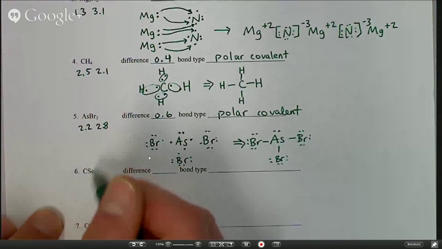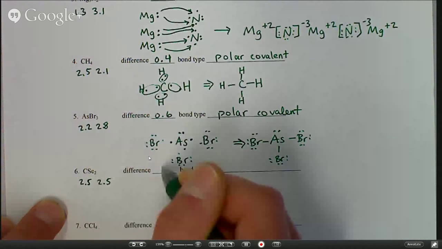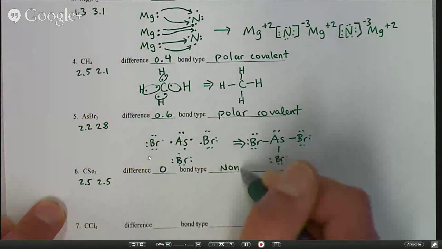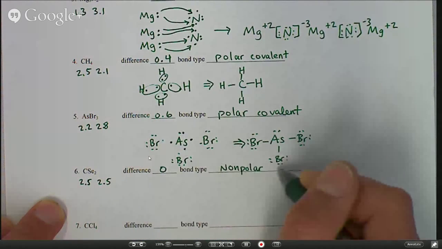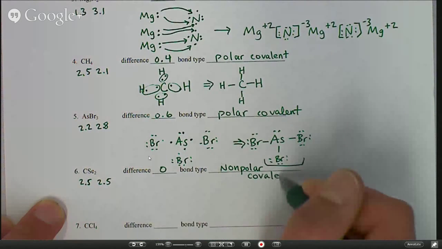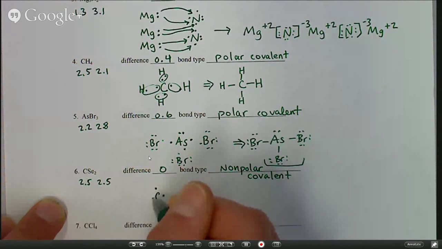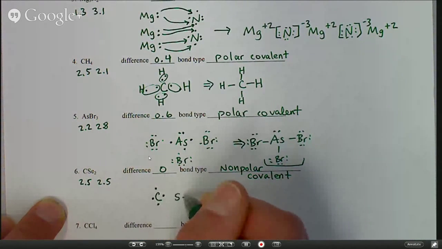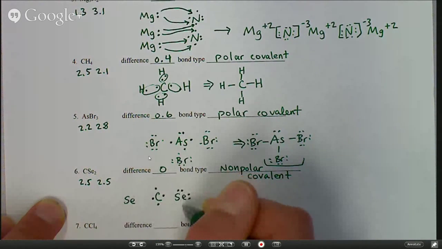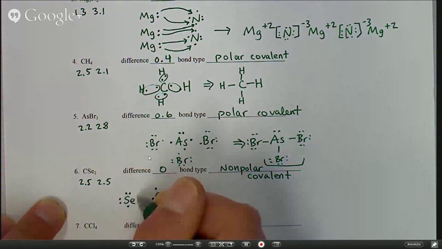Okay, for number 6, carbon is 2.5, selenium is 2.5. The difference is 0, so this is a nonpolar covalent bond. Our central atom in this case is the one that appears the least, so carbon. So we put carbon with its 4 valence electrons, and we can put the selenium on either side. Selenium has 6 valence electrons. It's right below oxygen and sulfur in group 6.